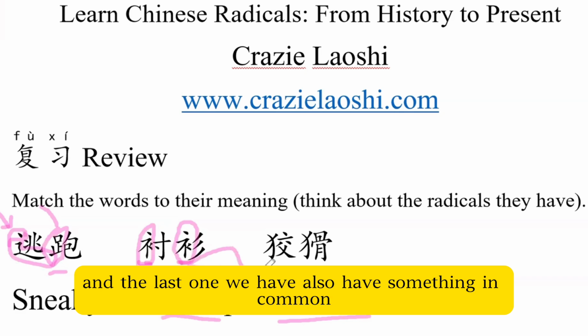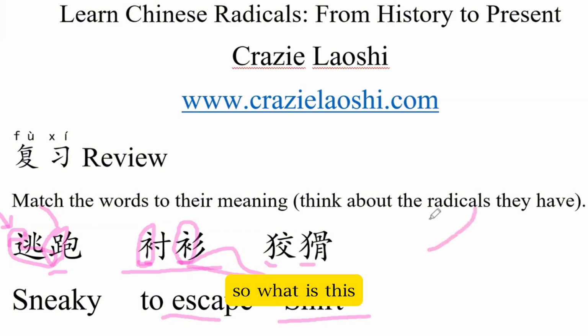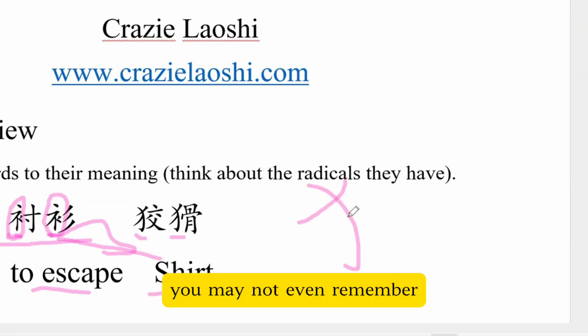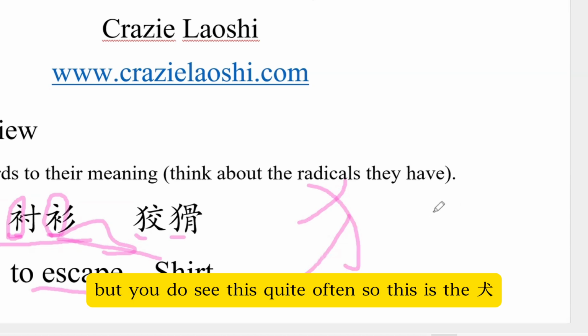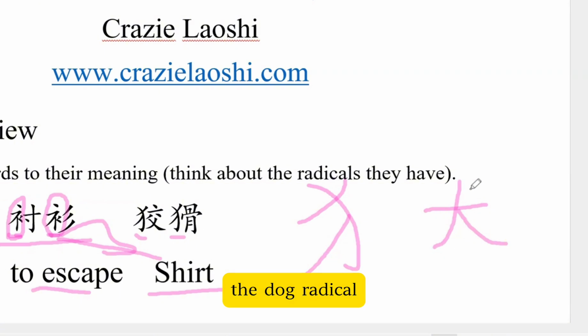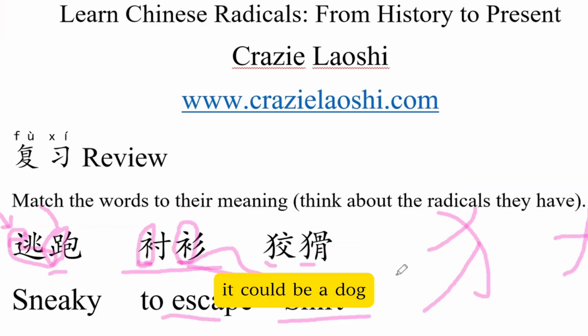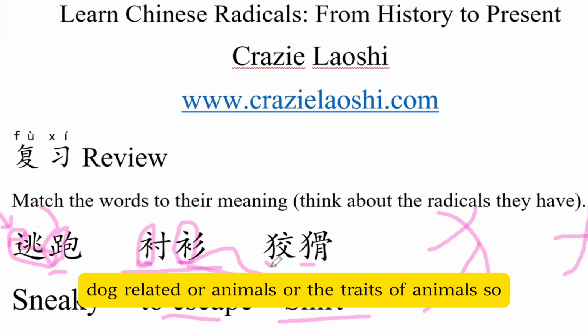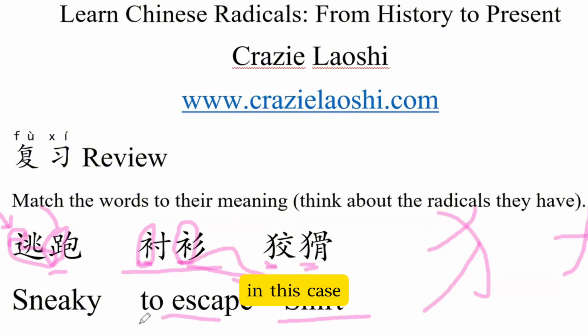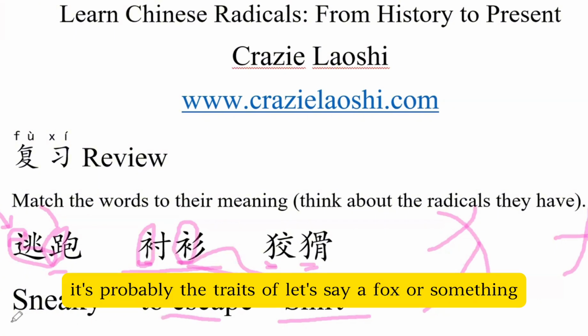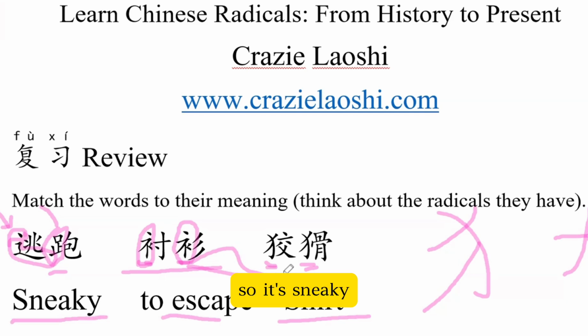And the last one, we also have something in common. They have exact same. So what is this? You may not even remember, but you do see this quite often. So this is the 犬, okay? The dog radical. So is it a dog? It could be a dog related, or animals, or the traits of animals. So in this case, it's probably the traits of, let's say, a fox or something, right? So it's sneaky, 狡猾, 狡猾. Did you get it all right?